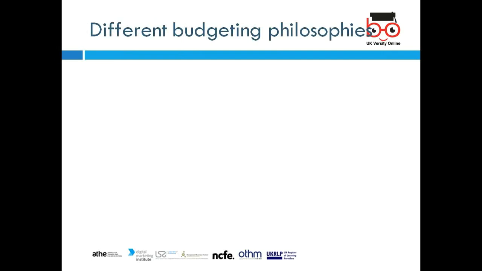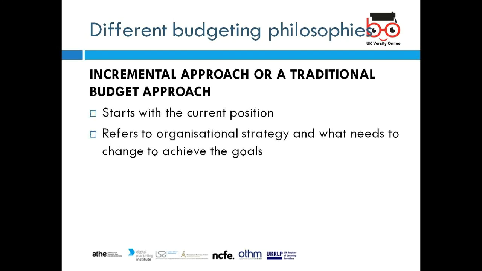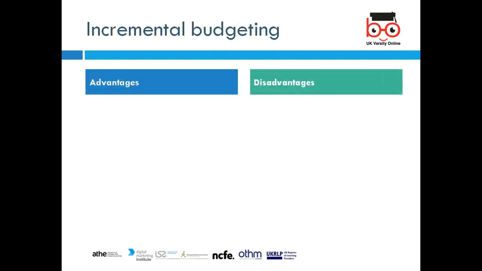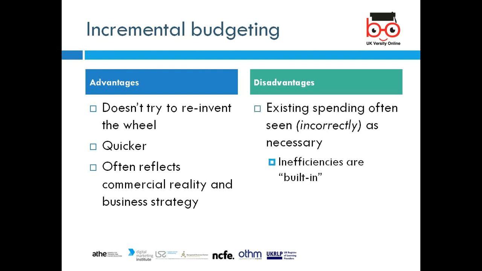Okay, next we're looking at different budgeting philosophies: incremental budget and traditional budget. Incremental budget starts with the current position and refers to organization strategy, and asks what needs to change to achieve the goals. So incremental budget does not try to reinvent the wheel. It's just quicker, and it often reflects the commercial reality and the business strategy.